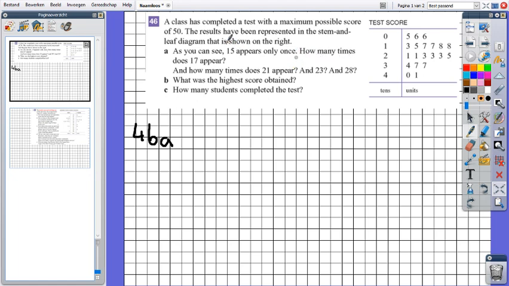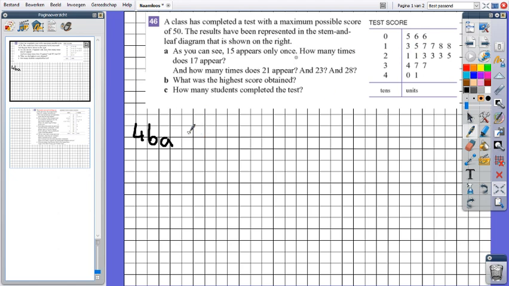So first of all, they give you how many times 15 appears. They say it only appears once. Right, let's take a look. Remember, we have the tens here and the units here. So the number 15 means we have to take the tens, the 1, plus 5, and there's only one 5, so indeed 15 only appears once.